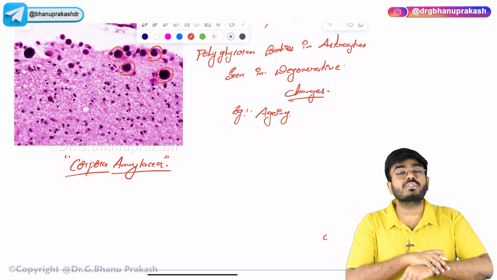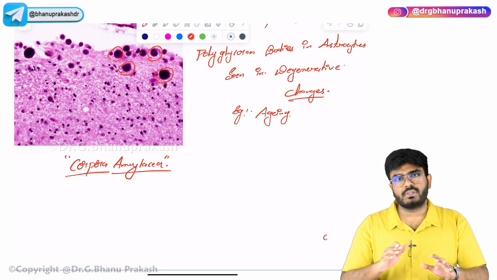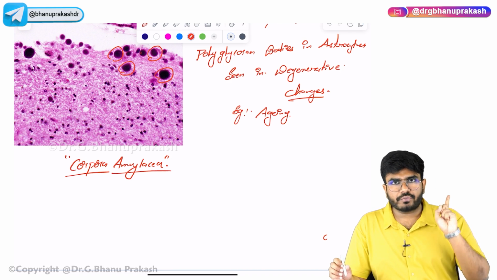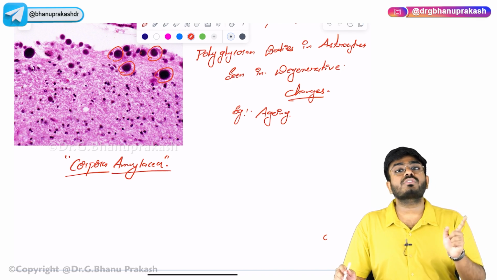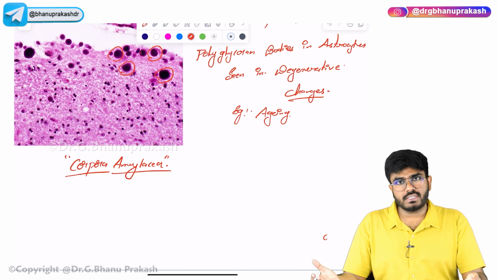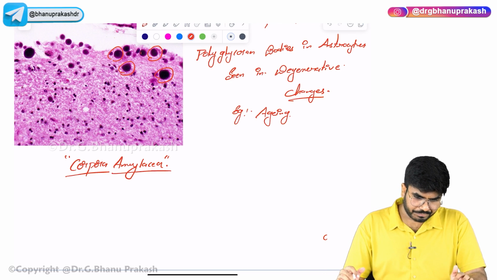These are not Rosenthal fibers. Rosenthal fibers are worm-like. If they use the word worm-like, they are absolutely talking about Rosenthal fibers, which are made up of glial fibrillary acidic protein GFAP and heat shock protein 27. They are seen with astrocyte damage. These corpora amylacea are usually seen with degenerative changes, usually with aging.